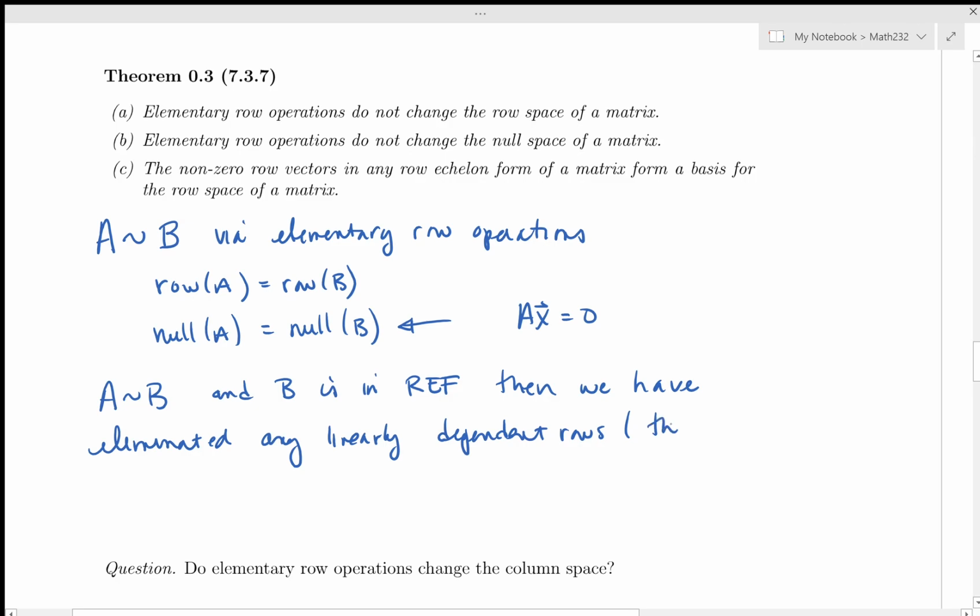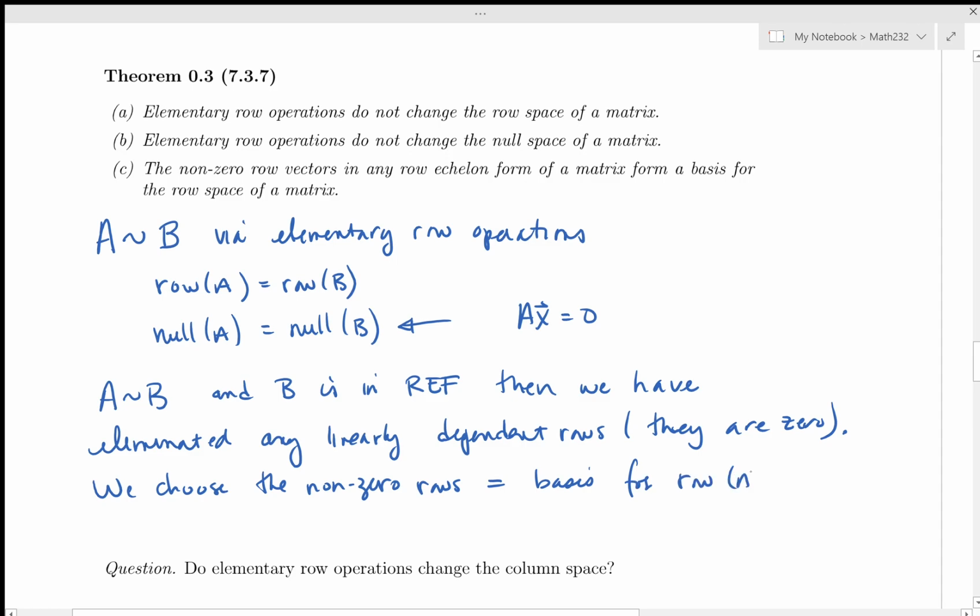Okay, they are 0. Okay, so we've eliminated the linearly independent rows there. What we do here is we choose the non-zero rows, and that is equal to a basis for the row space of A, which is equal to the row space of B.